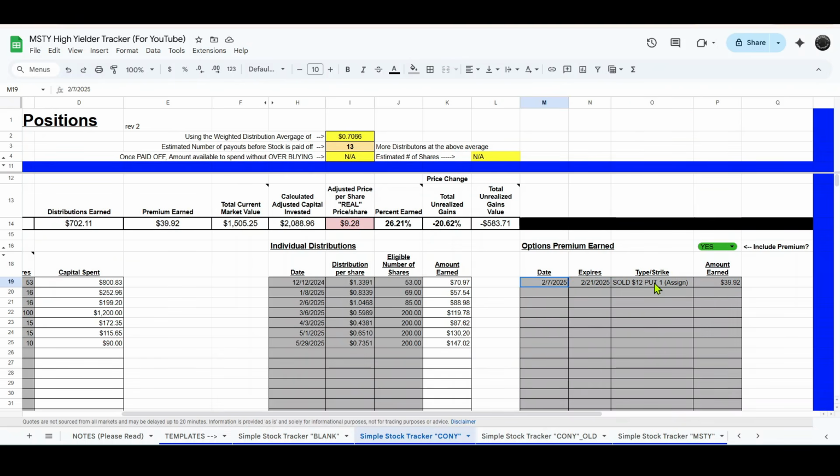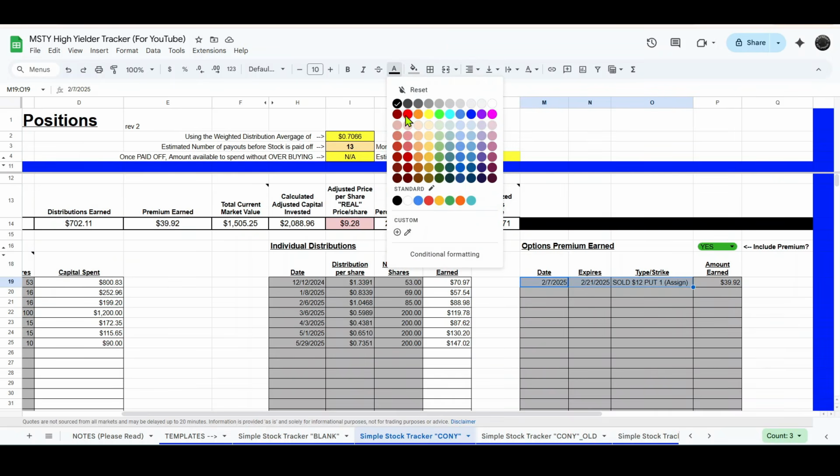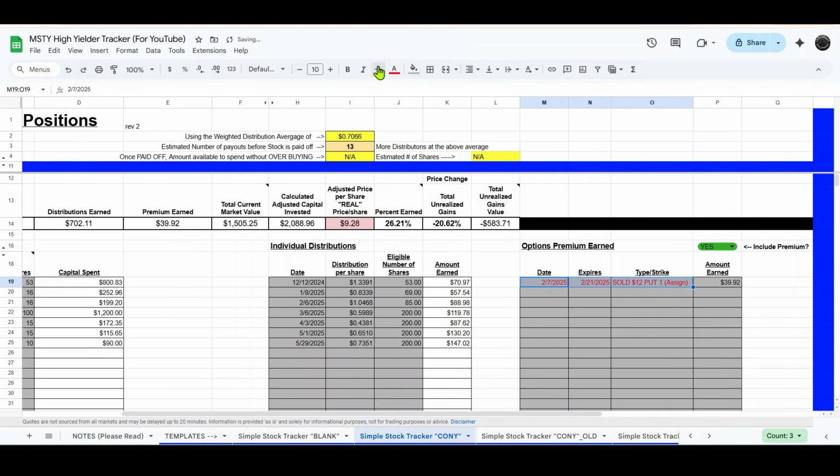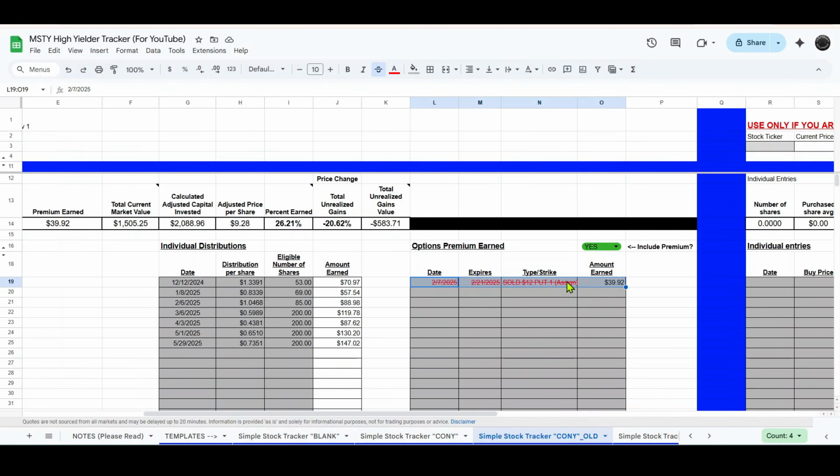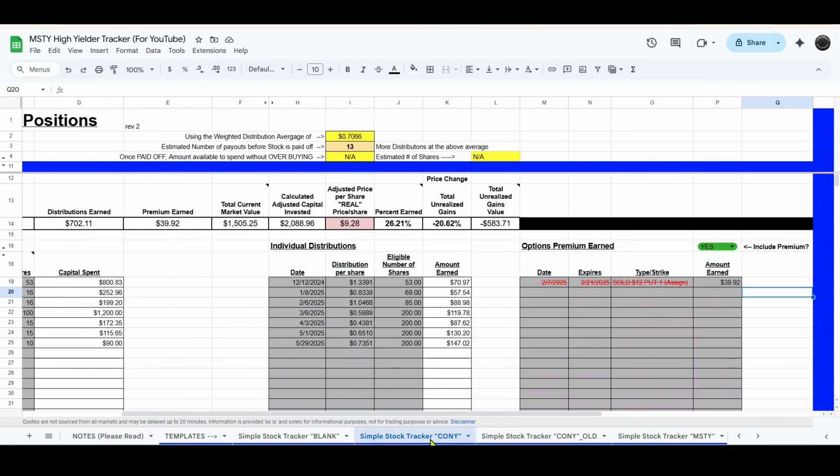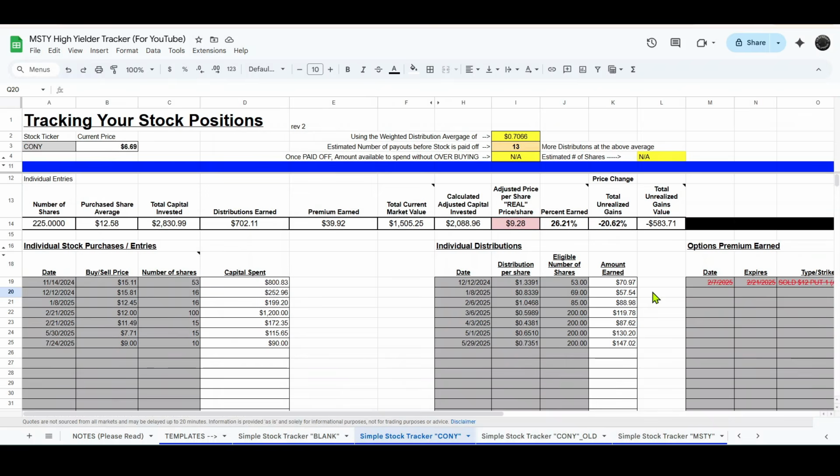Now for this one here, since I didn't copy the format, I'll just go back in, make that red text, and strike through because that one is closed. As you can see, that's the way it is over here. And that's it, right? And that's all. And now I have all of my positions on Rev 2. So that's how easy it is to upgrade from Rev 1 to Rev 2.